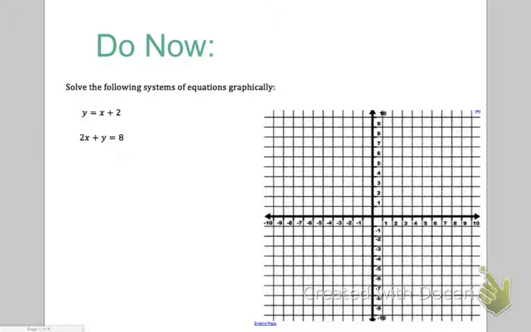So last week we learned how to solve systems of equations graphically, in which we graph the first equation and the second equation to find the point of intersection. So the first thing we need to do is check that both of our equations are in slope-intercept form, or y equals mx plus b form, so that we can use our y-intercept to begin and our slope to move.